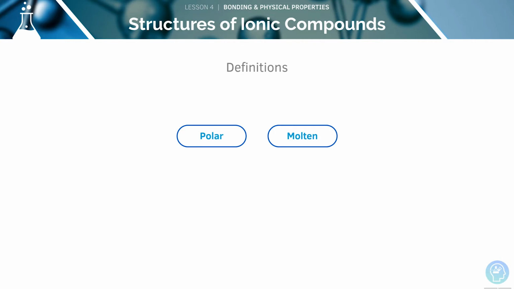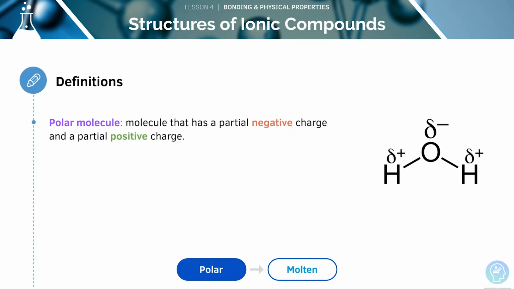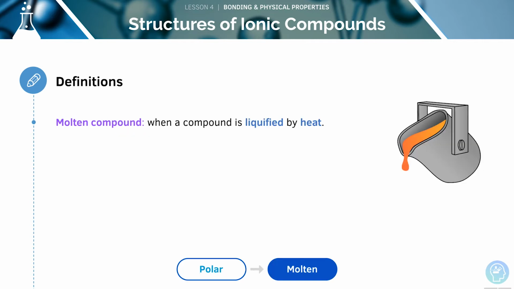Before we move on with this tutorial, there are 2 key definitions you need to understand. The first is for the word polar, and the second is for the word molten. A polar molecule is a molecule that has a partial negative charge and a partial positive charge. Here, we can see an example of water as a polar molecule. This is said to be electronegative. We will cover this in a later tutorial. A molten compound is when a compound is liquefied by heat.